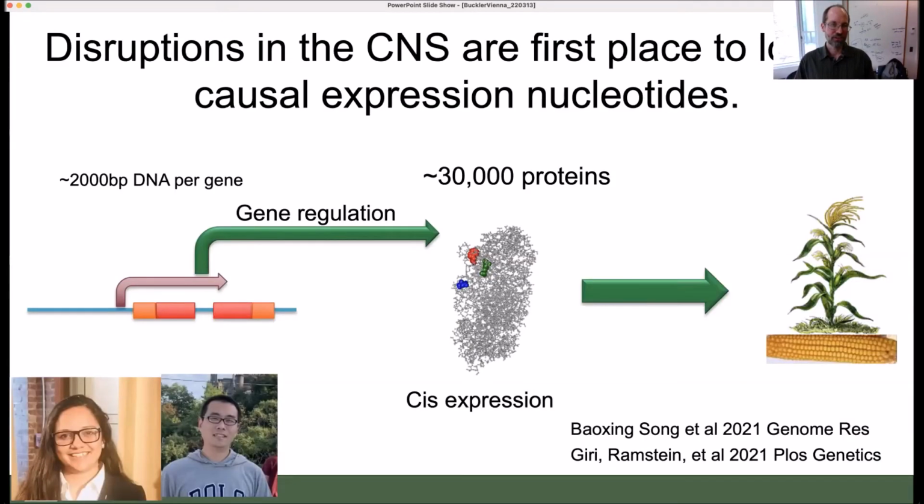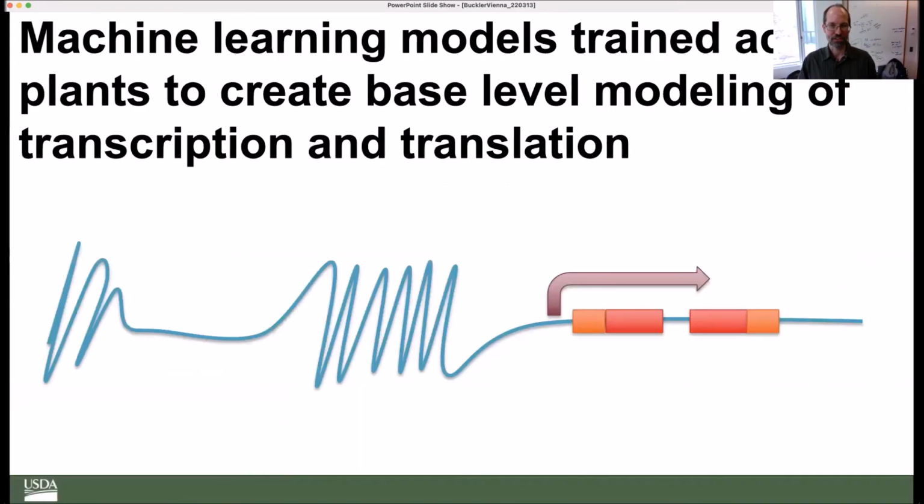So the first result is saying, yes, if we can get that cis component, we can do a better job on genome-wide prediction. And I think we're beginning to catalog, base pair by base pair, some of those causal variants that are really key. We need to start plugging in these 700 other species, but I think we now know the route we're going to go to get those causal variants. The second area we've been working on to make inference here is machine learning models that give us base-level modeling of both transcription and translation.